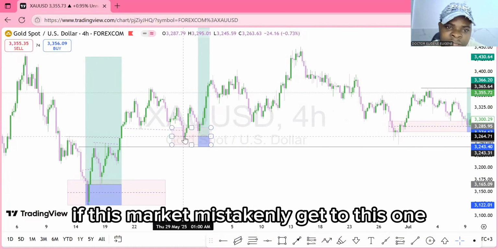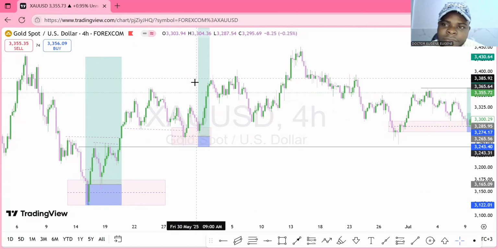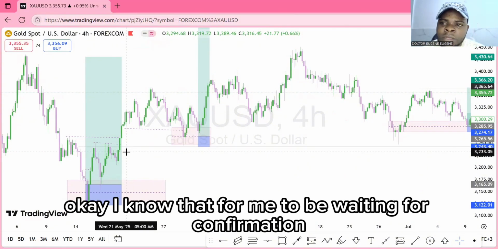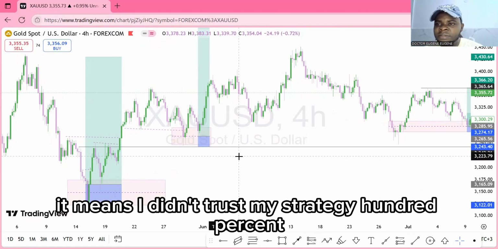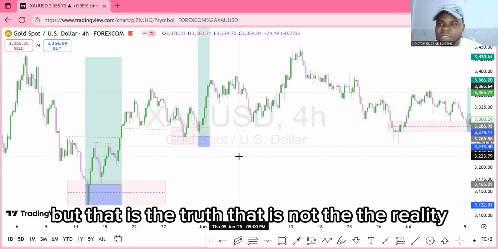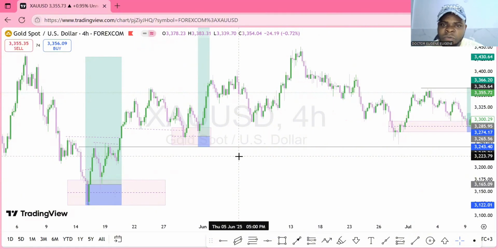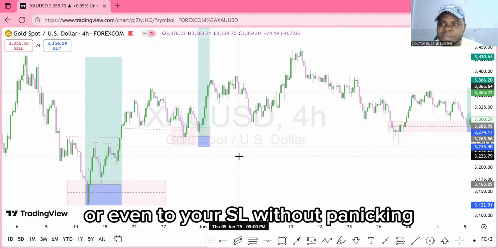this market mistakenly gets to this one, weakens out, and then starts going up, it means those people trying to buy here will be wrong as well. I know that waiting for confirmation might mean I don't trust my strategy 100%, but that is not the reality. The reality is when you are doing something with confidence and clarity, you will act better and let that trade run to your TP or even to your SL without panicking.